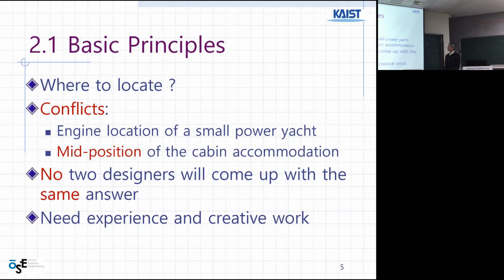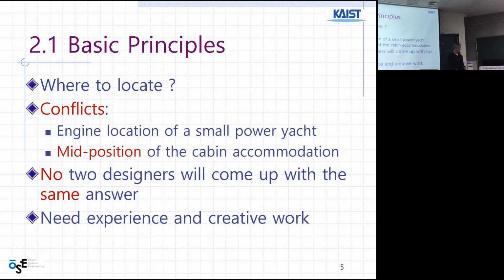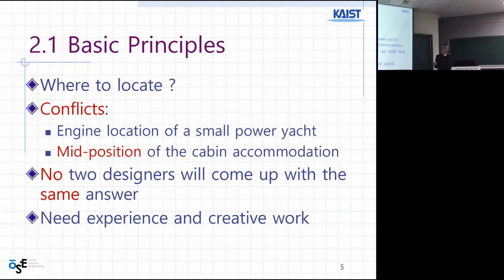And no two designers will come up with the same answer. This is very general; you can think about a fashion designer, or a house designer, or a smartphone designer, or chair design. Every person has his own preference, own style, own philosophy. So the answer is different, similar to shipbuilding too. So designers in general need experience and creative work to resolve conflicts, and also philosophy.